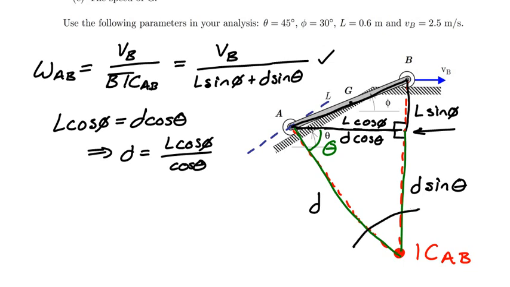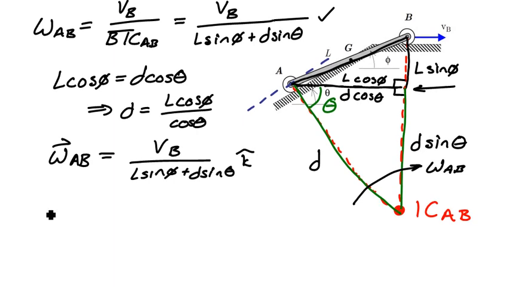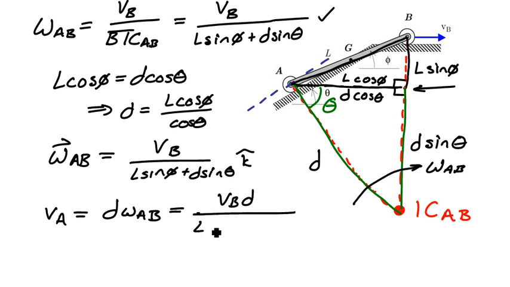I also realize that omega AB has to be clockwise, which means that my vector version of omega AB, namely the angular velocity, is VB divided by L times the sine of phi plus d times the sine of theta, in the k direction. If I use that information, I can also find the velocity of point A. The speed of point A is d times omega AB, which is simply VB times d divided by L times the sine of phi plus d times the sine of theta.